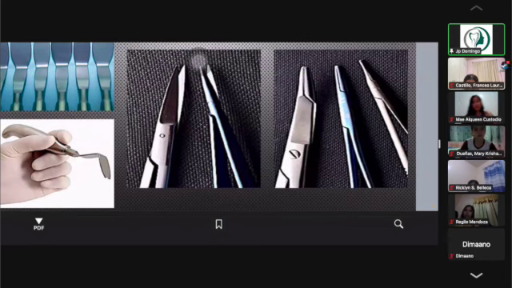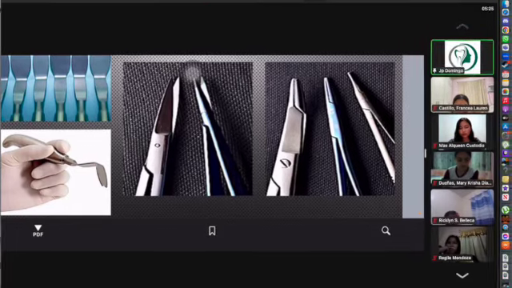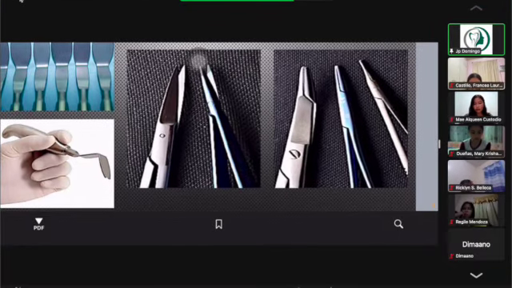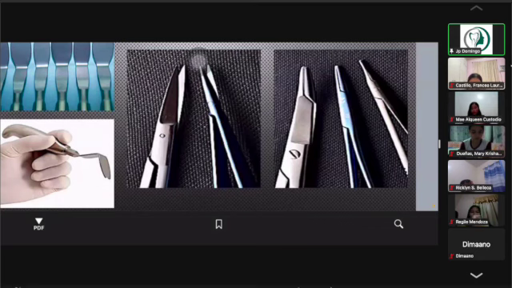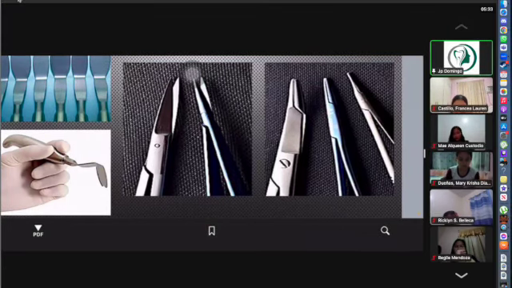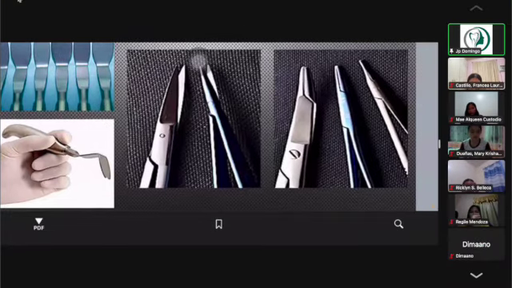So, going back, the needle holders now, compared: the standard needle holder and the microsurgical needle holders, and you can see the size discrepancy. The standard is wider compared to the microsurgical needle holders. Okay? So, next slide.